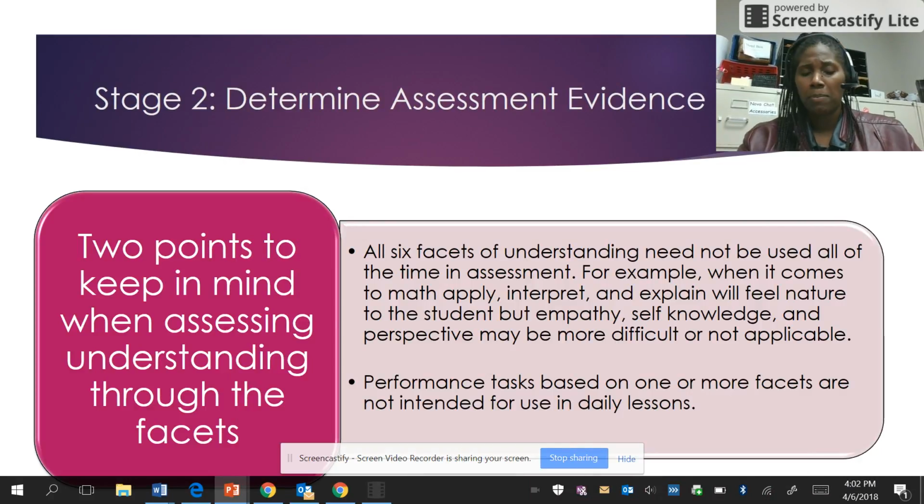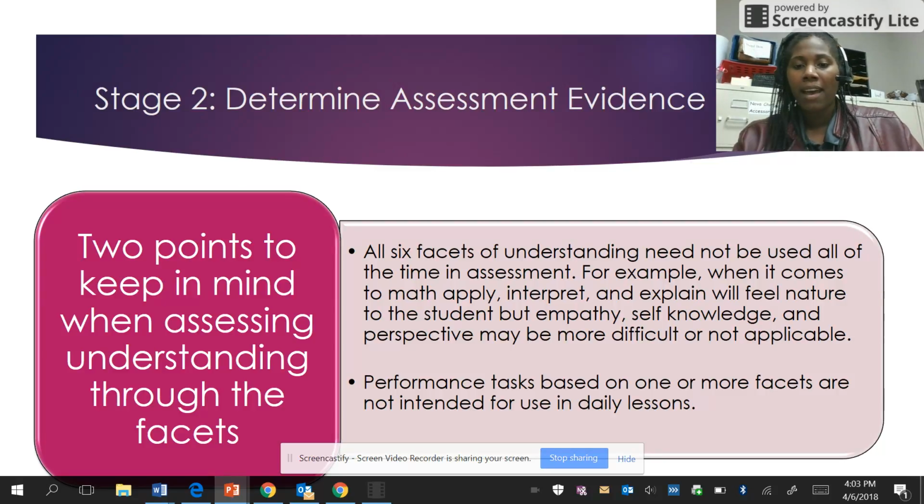Two key points to keep in mind when assessing understanding through the facets. All 6 facets of understanding do not need to be used at the same time in assessment. For example, if we're working on math, we expect the students to be able to apply and interpret and even explain. That feels natural when it comes to math. However, we don't expect them to use empathy or even maybe perspective for math.